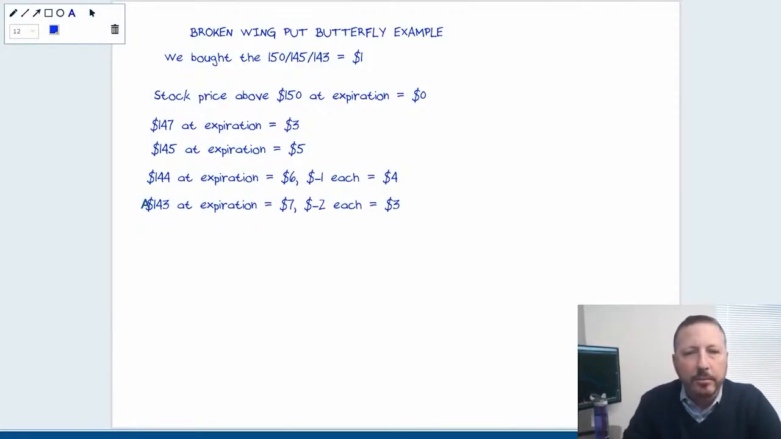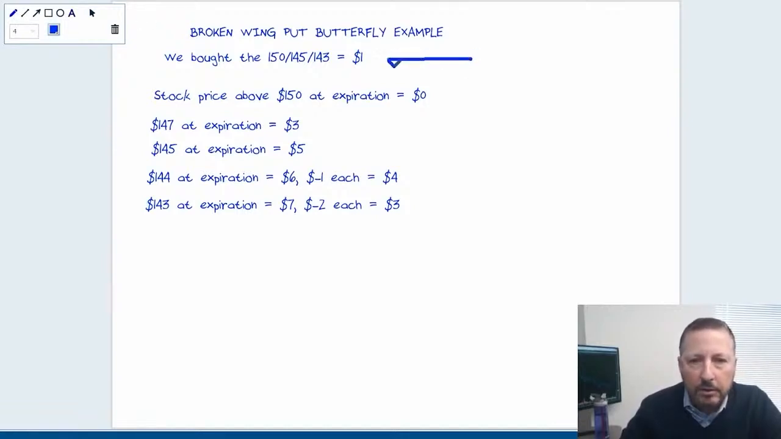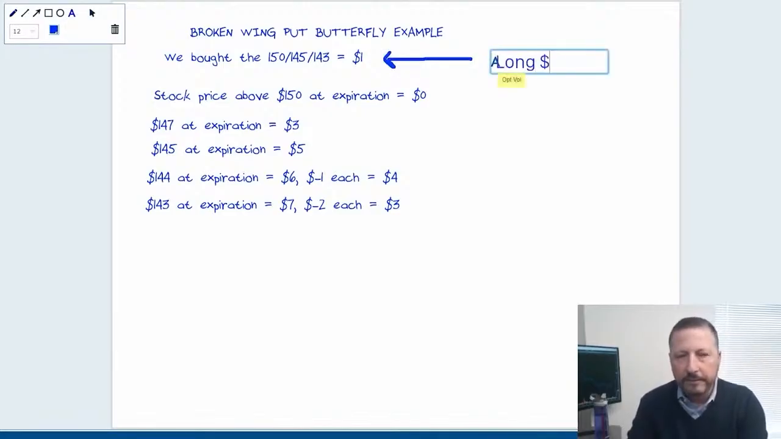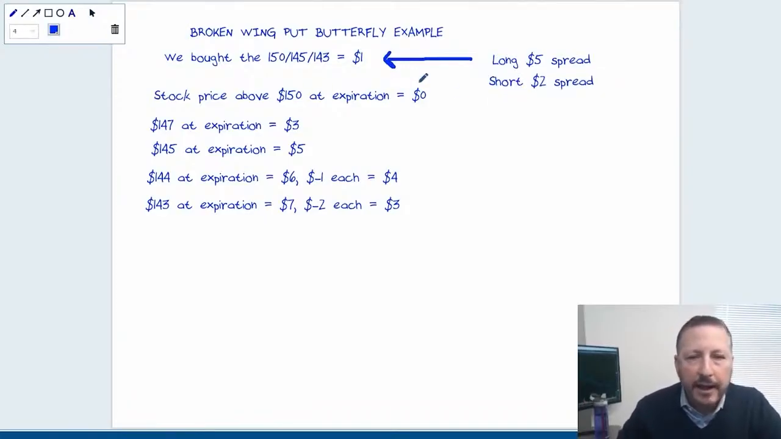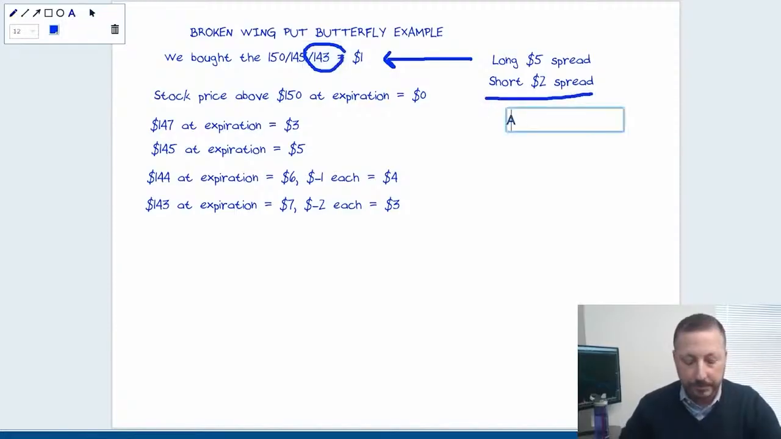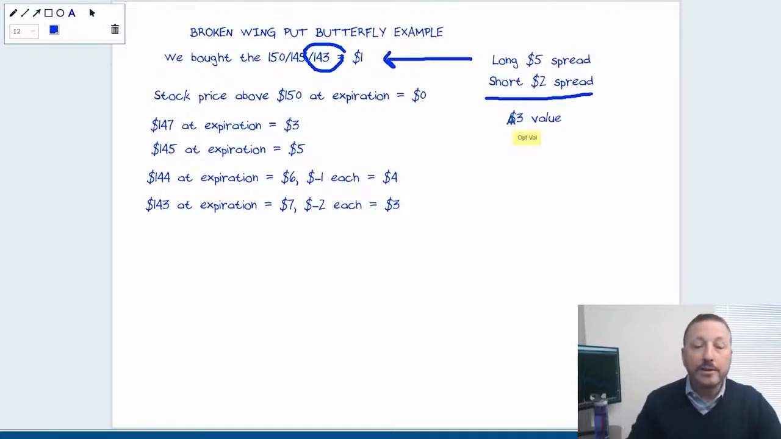Now, that's going to be our magic number, which I'll work through here in a moment. But if we go back to the strikes up here, knowing that we have a long $5 spread and a short $2 spread, we can tell from that if the stock went below the lowest strike, this will never be worth less than $3. Where in the regular butterfly, once we hit that end strike and it went beyond that, the spread was worth 0.